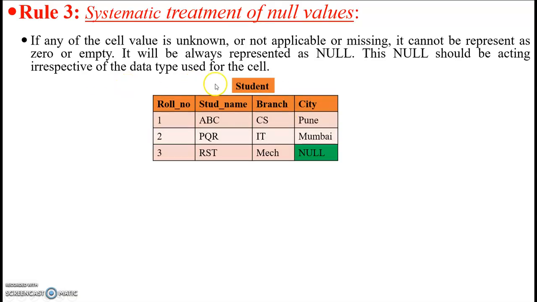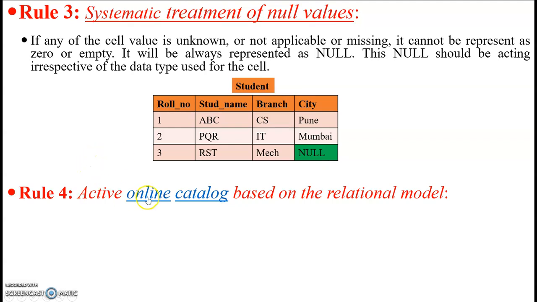So here this is the student table. Now this particular cell did not have any value. Let's say the value was missing. We cannot keep it blank or empty. We just filled it in with the null value. So this is the third rule.